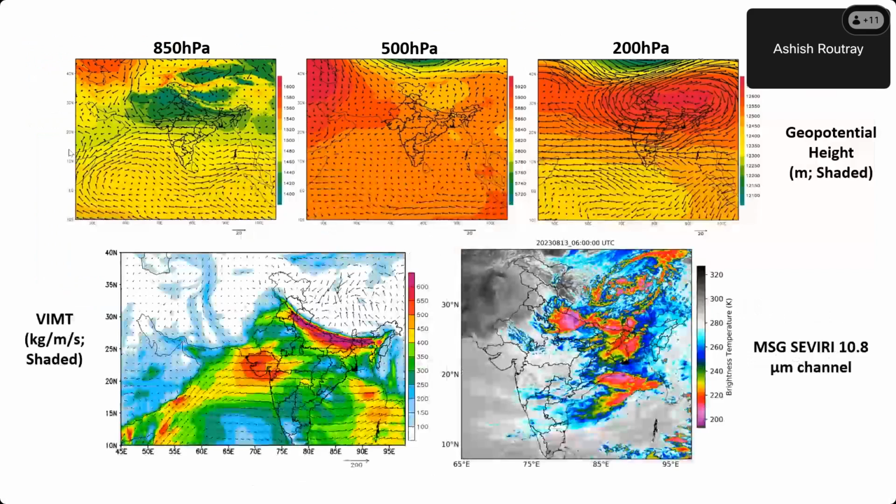If you see, this is the 850 hectopascal and 500 hectopascal wind. At 850, the wind is coming from the Arabian Sea and merges with the dry air from the Pakistan and Afghanistan region. It is more clearly seen in the vertically integrated moisture transport, we can see.